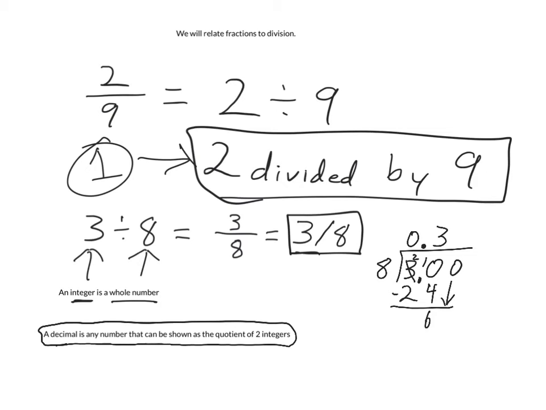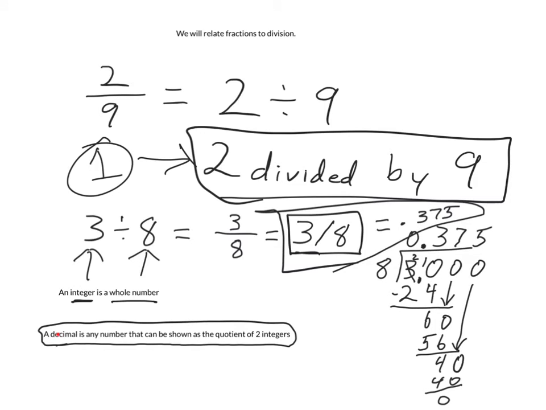We bring down a 0. 60 divided by 8 is 7. 7 times 8 is 56. We subtract, we have 4. We bring down another 0. And we say 40 divided by 8 is 5. And 5 times 8 is 40. Our remainder is 0, so we're done. So 3/8 equals 0.375, 375 thousandths.